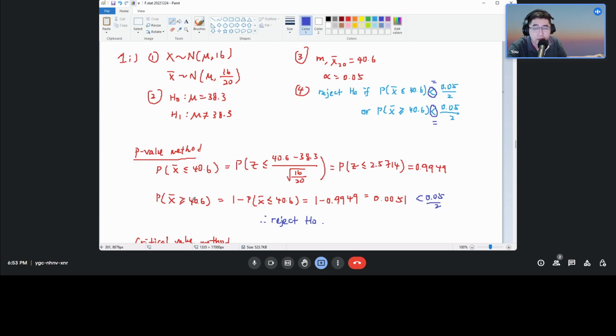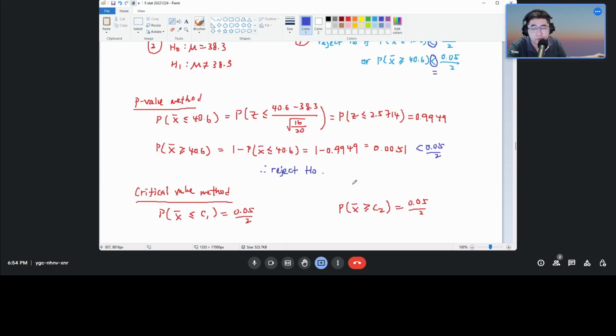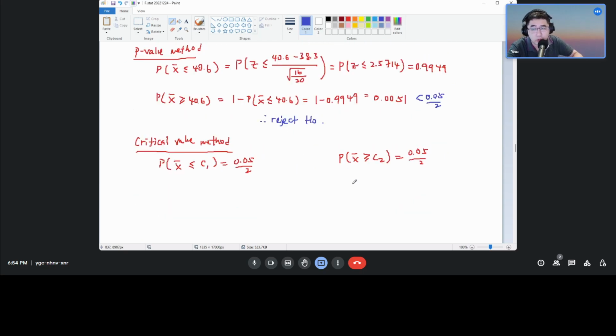The other part is actually greater than. Because this is continuous, we can use 1 minus. So 1 minus 0.9949, we have 0.0051. Of course, this is less than 0.05 over 2. You can see that over here, we can reject H null. The p-value method is actually very straightforward. The problem will be the critical value method.